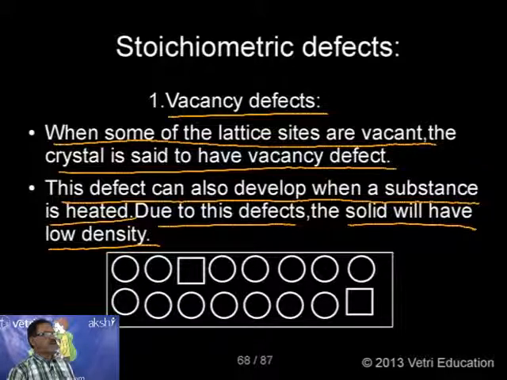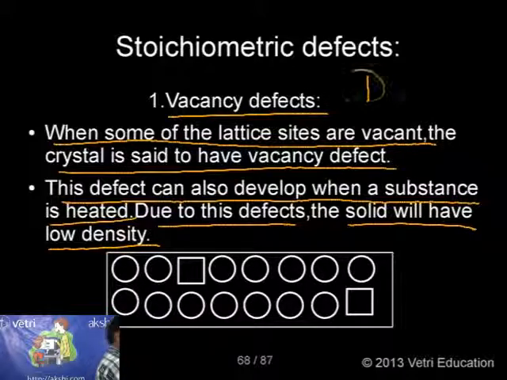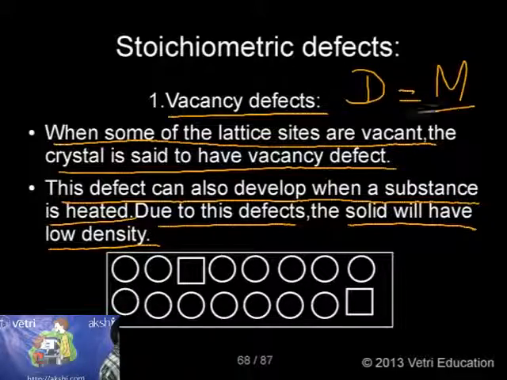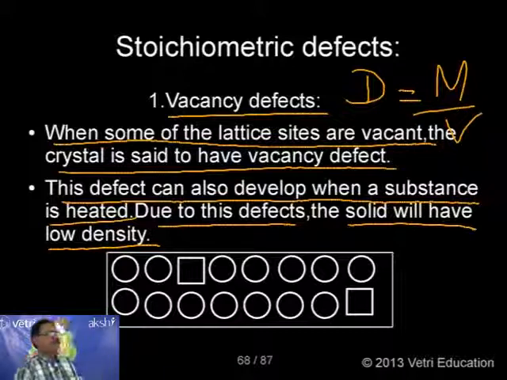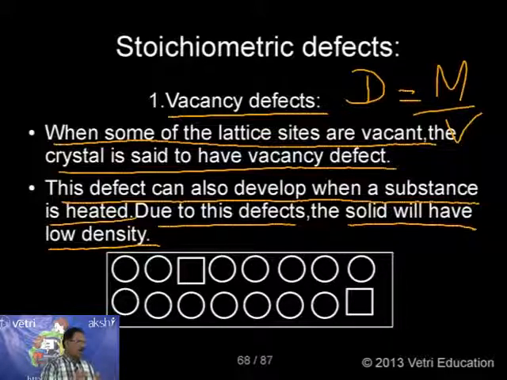How? What is density? Density equals mass by volume. Mass means the total atoms you have taken into consideration. The volume is the same, but one or two atoms or ions are missing, so the mass will be less. Less mass means correspondingly the density will be low. So generally, due to vacancy defect, the solid will have low density.